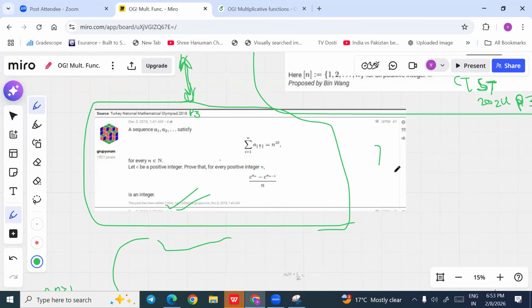Let me just stop the recording now. Wait, how do I stop the recording? I have no clue. How? Okay.